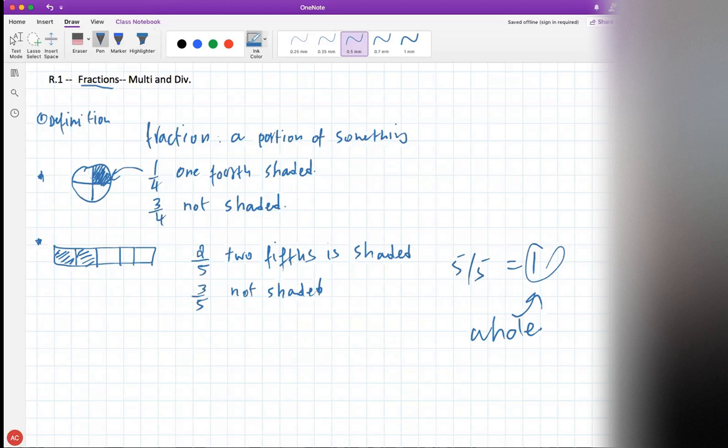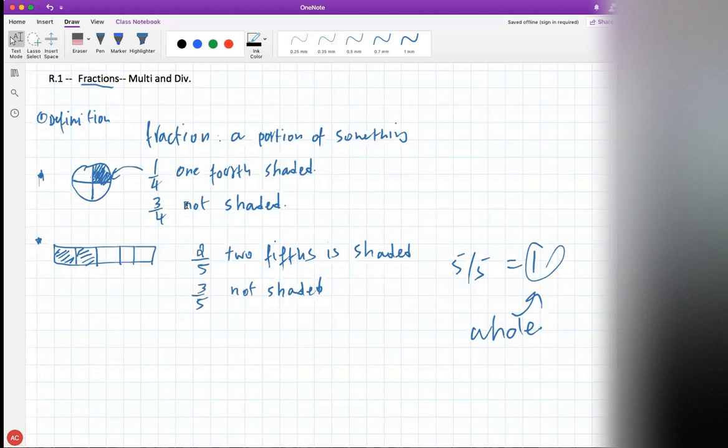So that's basically the main idea of fractions. We just divide something into smaller pieces and we take a certain number of those pieces. That's all there is to it. And common fractions are half, for example, half, quarter, a third, 3/4. These are the commonly used fractions.